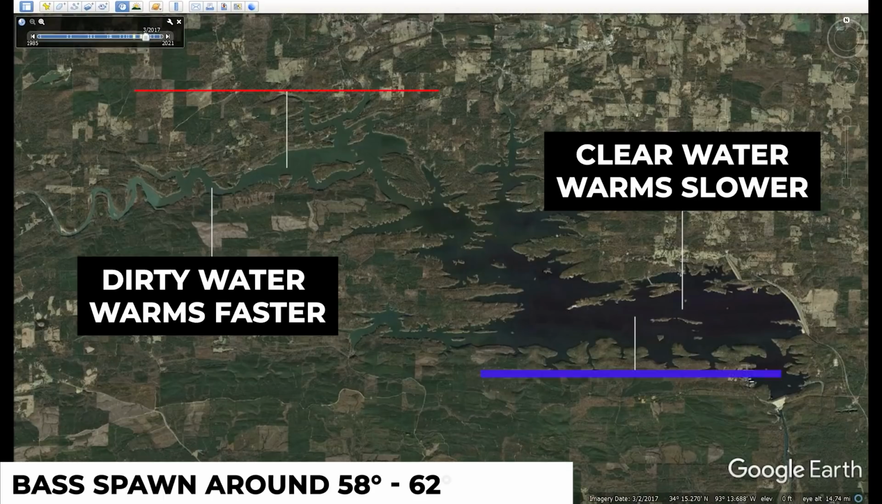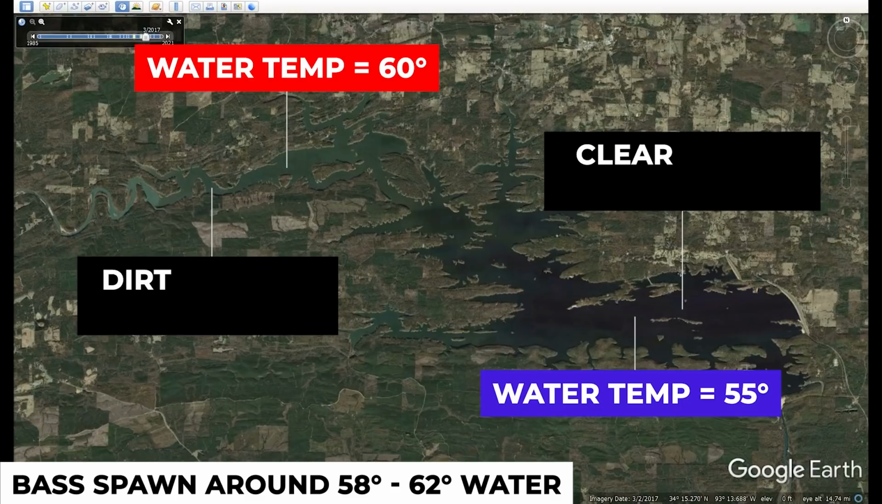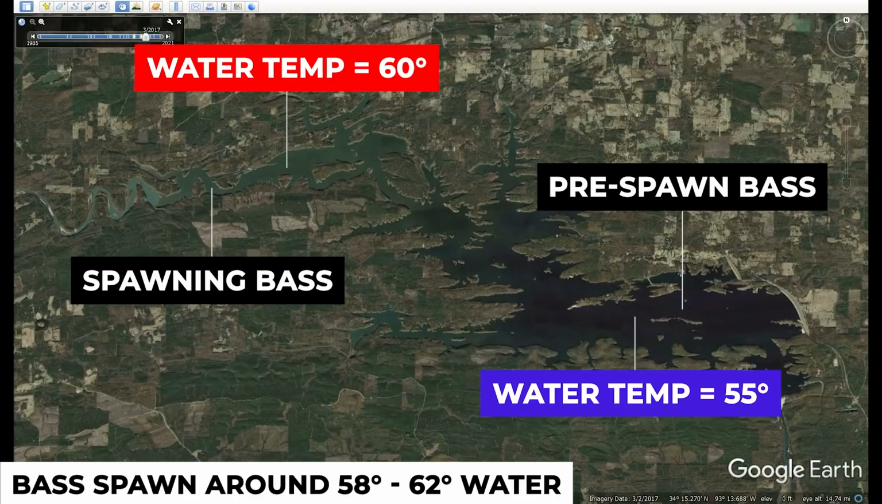This means that the water temperature might be 60 degrees on the upper end of the lake where the water is dirty and the bass will be spawning. However, the water temperature is going to be colder in the clear water section of the lake, let's say 55 degrees rather than 60, and the bass will still be in their pre-spawn mode in the bottom end of the lake. Therefore, you have the choice to fish for spawning bass on the upper end of the lake or for pre-spawn bass on the lower end of the lake.